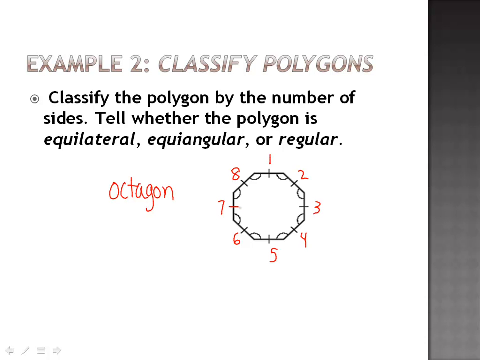If you notice, all these sides have one line marking on it, telling us that the sides are all the same length, but also there's one arc for each angle, and that tells us the angles are all the same. So all the same side lengths, all the same angles makes this a regular octagon.